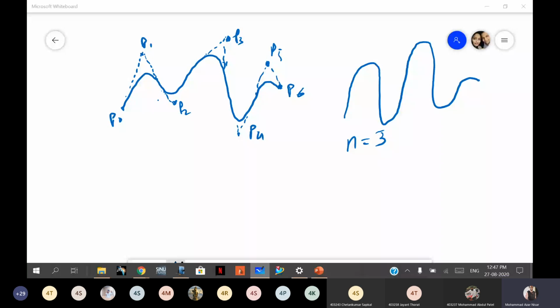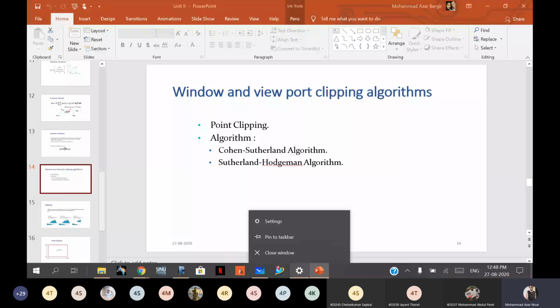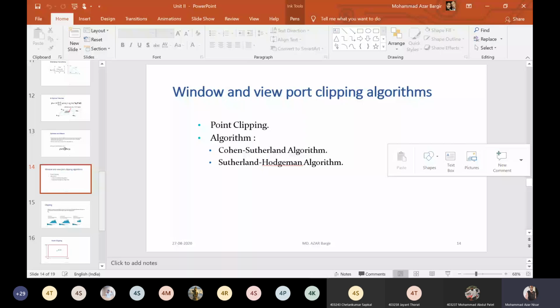Suppose this polygon is there, and I don't want all of it. I want only this part, and for that I can use the trim option and remove these two points. So this is nothing but the window and viewport clipping algorithm. In that we will see point clipping, then the Cohen-Sutherland algorithm for line clipping, and for polygon clipping the Sutherland-Hodgman algorithm is used.